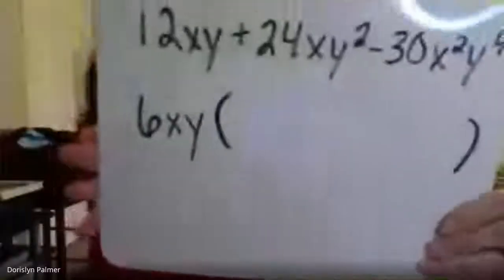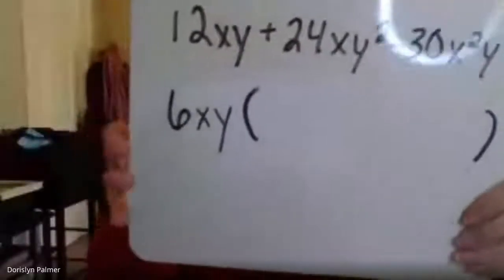Now we look at our variables. We have to take x to whatever the least exponent and y to the least exponent. Is there an x in every one? Abby, is there an x in every term? Yes. So we can pull out an x. X to what power can we pull out? First power. Good. Is there a y in every single term? Yep. Then we can pull out a y. Y to what power? First power. Okay, good. So we're pulling out 6xy, and we have our parentheses.